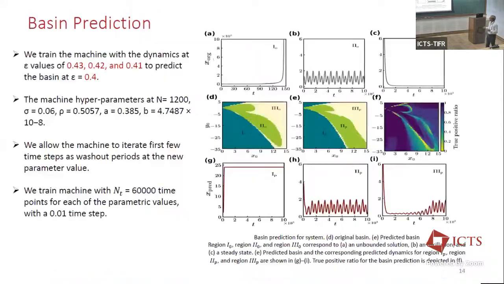We also try to predict the basin, starting with three training values. We trained the dynamics for three different epsilon values, and we predicted the basin at a different parameter value, 0.4, with the hyperparameters given here. You can see that this is the original basin and this is the predicted one. Still there are some changes in the boundaries, especially in the second region, but we could fairly well predict all the different states and their basins here.